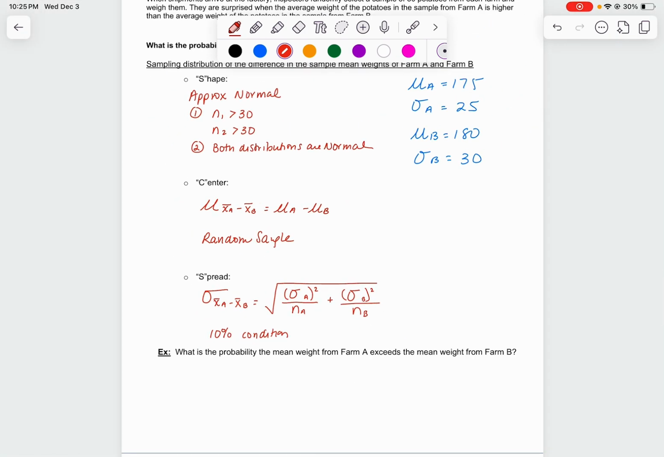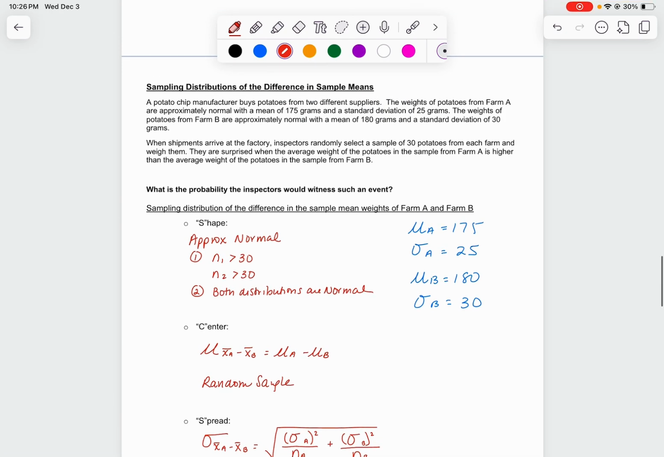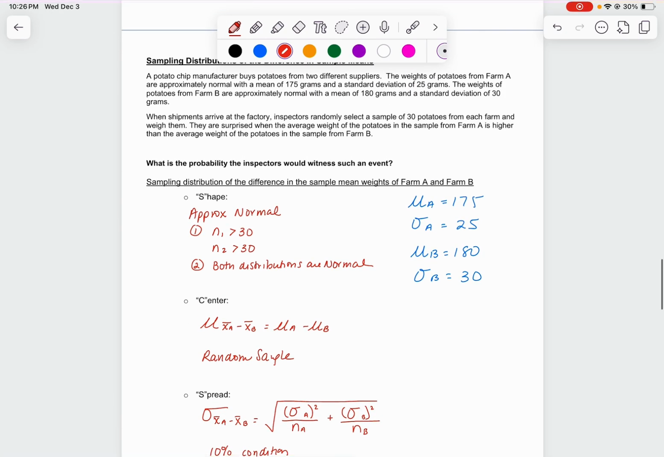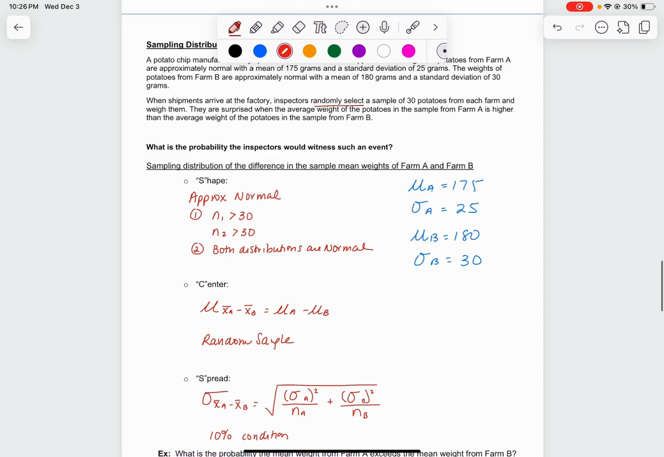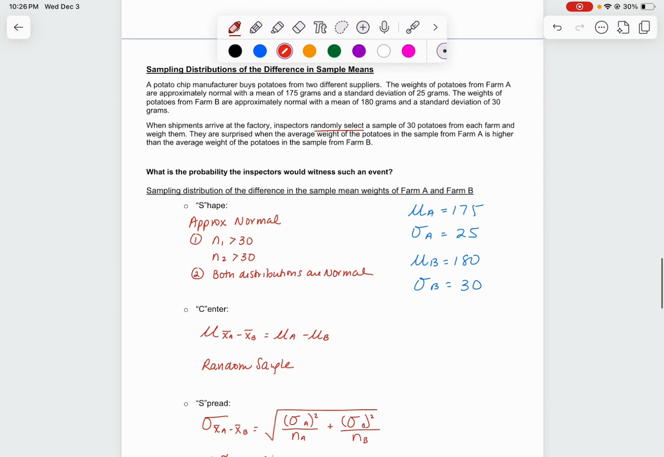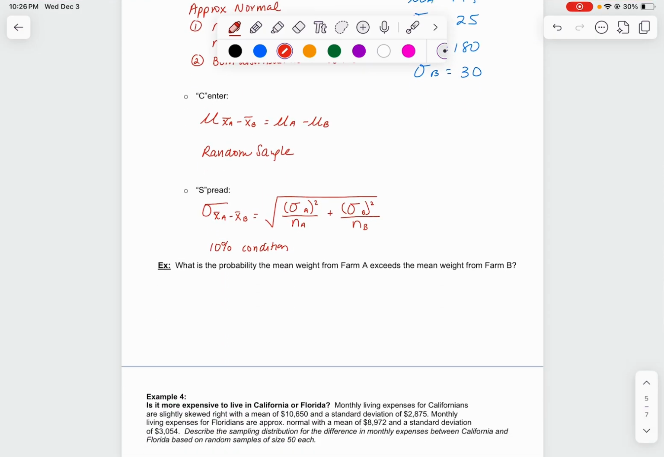All right, so let's take a look here. Big picture: what is the probability that the mean weight from farm A exceeds the mean weight from farm B? So check your conditions. Both sample sizes are 30, meaning the central limit theorem holds for both, so that works in terms of normality. Both samples of potatoes are randomly selected, so I have random samples. And if we do 10 times 30, which is 300, there are definitely more than 300 potatoes from both farms being sent. So we know this distribution will hold.